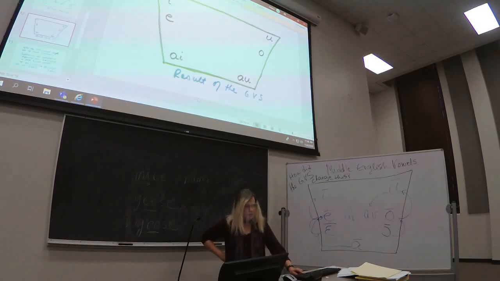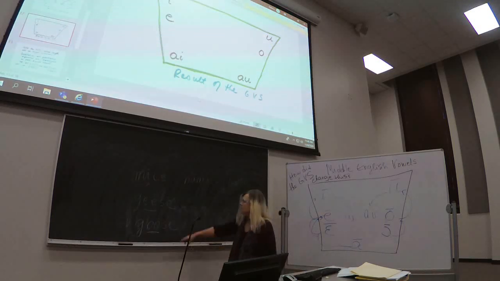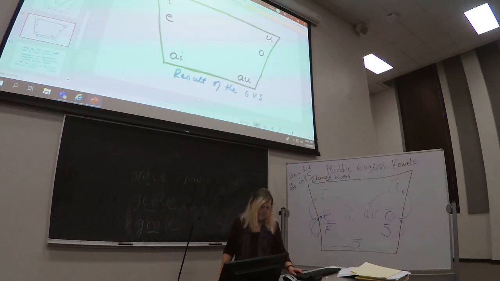And these are what we still have today. The great vowel change is the reason why we have such discrepancies in how we write things. We still write as if we were in Middle English. We write mies, but it's pronounced mice. We write geese, but it's pronounced geese.